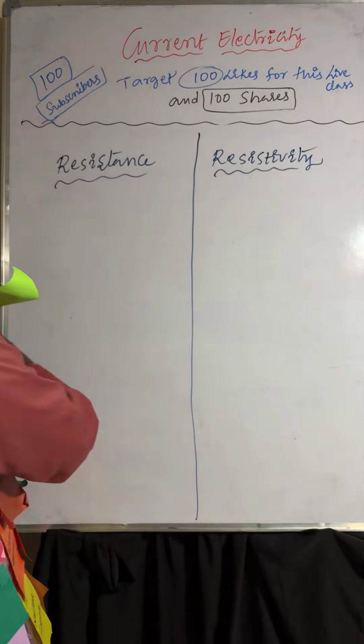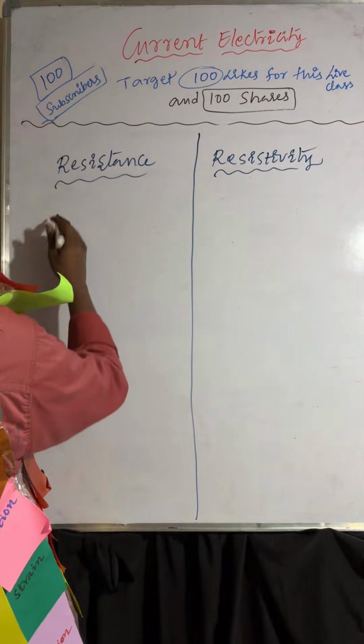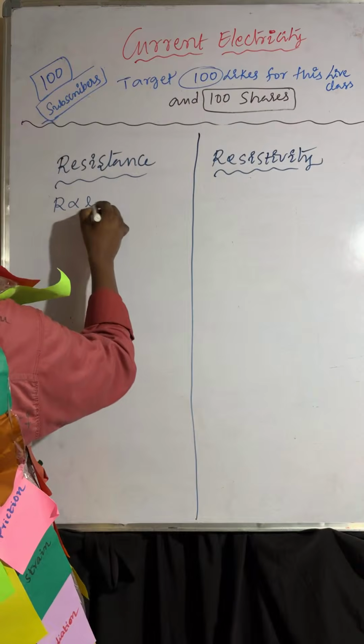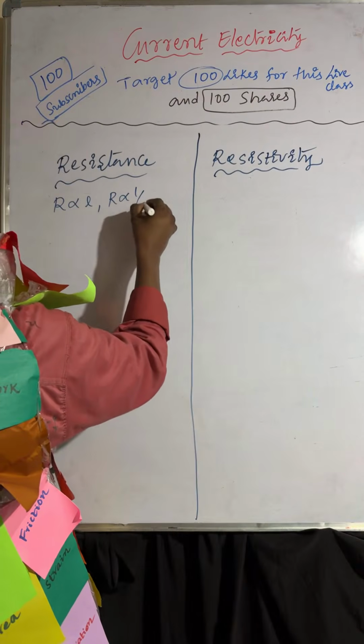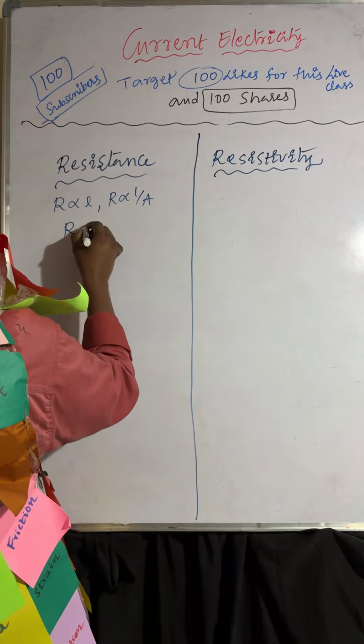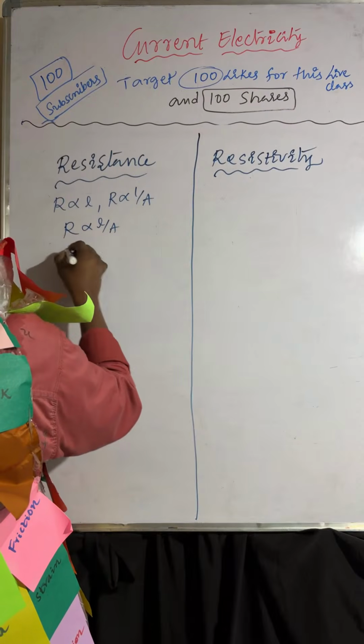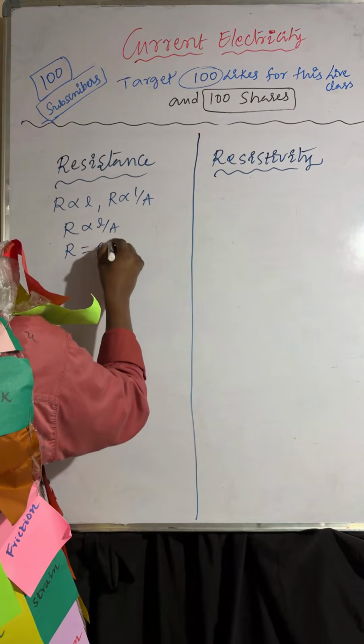Okay. So resistance is directly proportional to the length of the conductor. Resistance is inversely proportional to the area of the cross section. R is directly proportional to L by A. R equals rho into L by A.